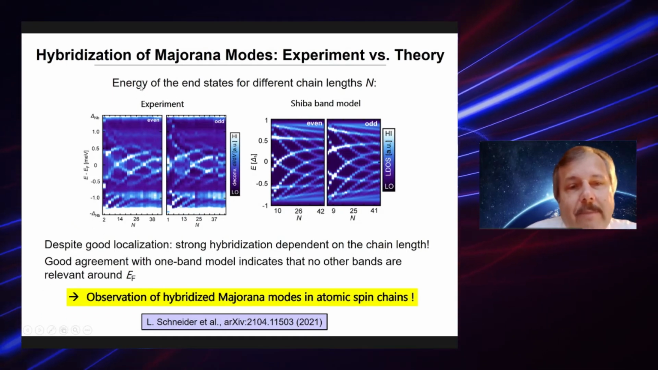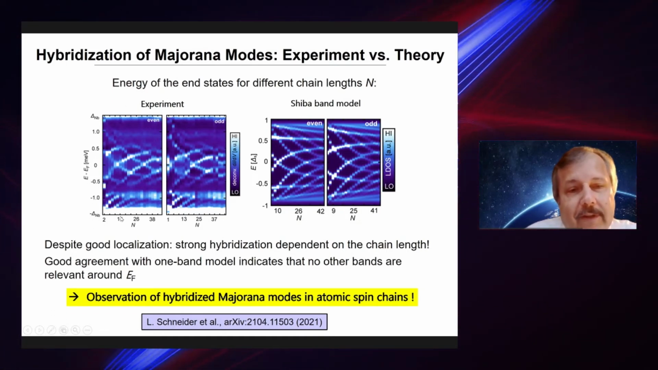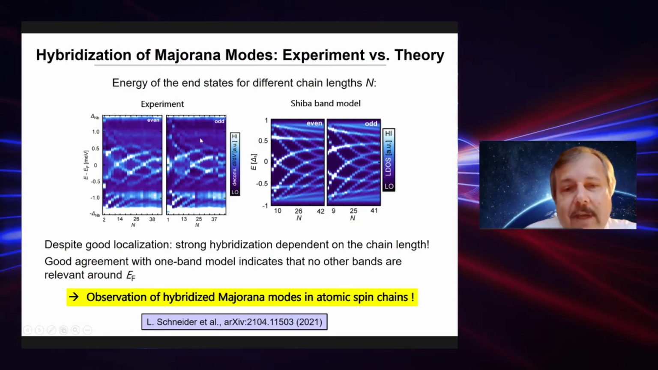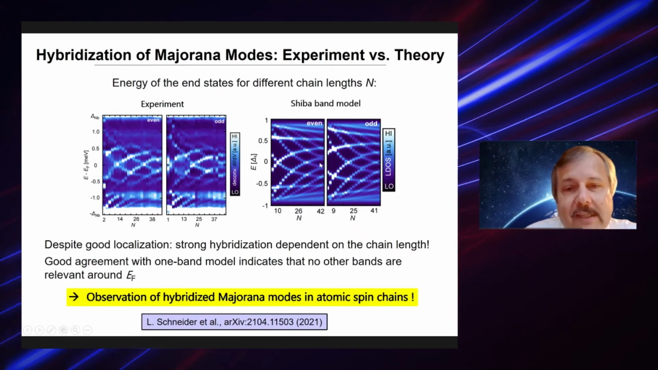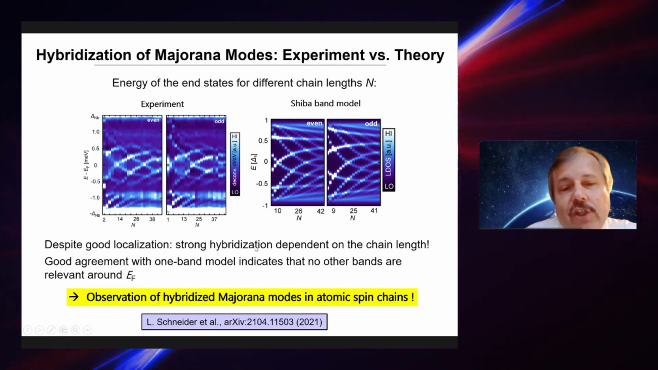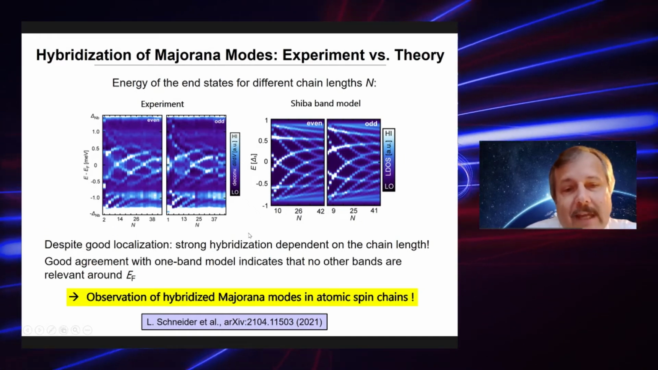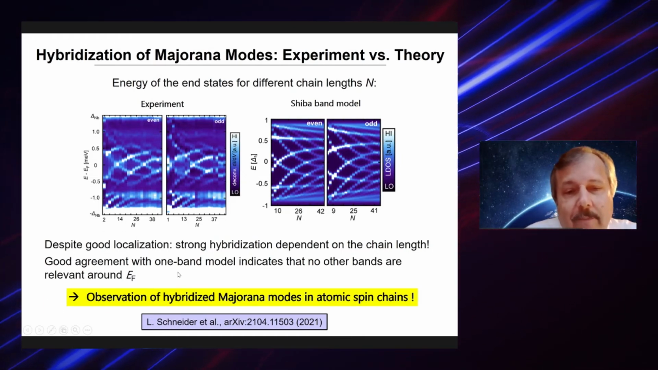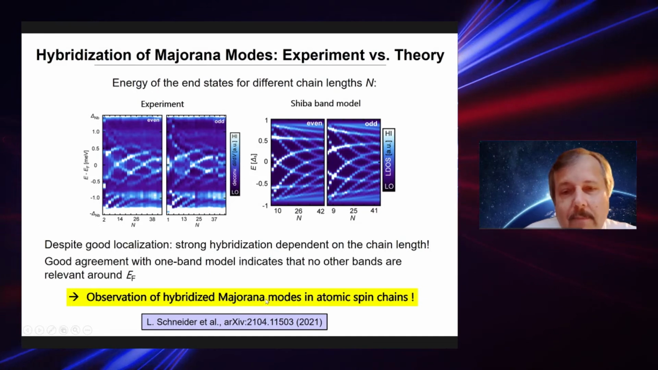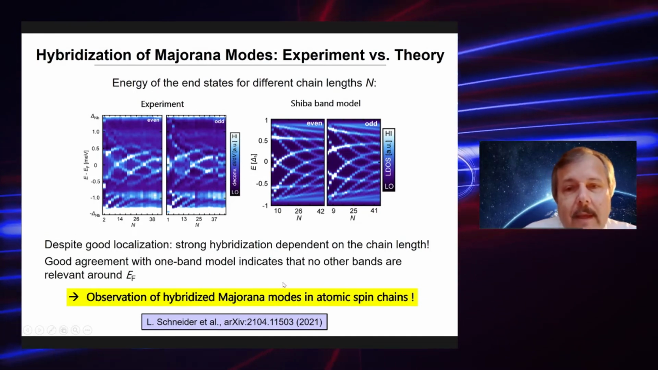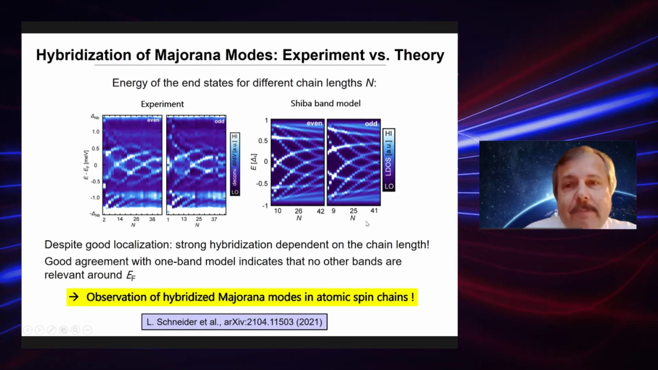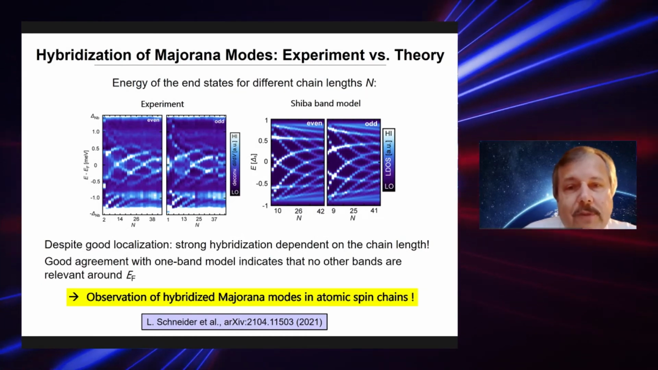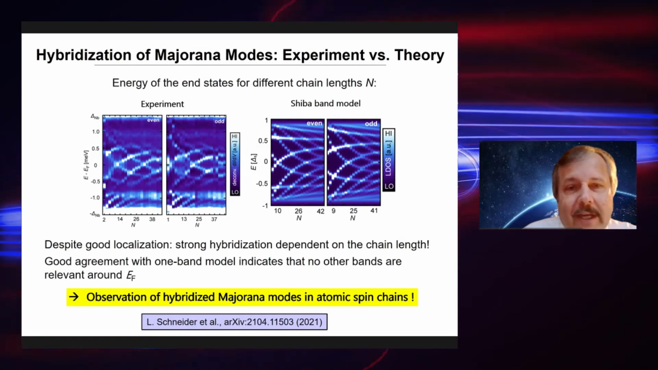You can understand this also by comparing the theory. Here there are diagrams of the energy of the states we observe for different chain lengths, for even and odd numbers of atoms. We can compare this with theoretical calculations, clearly showing that we are in a regime where strong hybridization is present despite the very good localization of the Majorana modes. So what we have observed here are hybridized Majorana modes in atomic spin chains. Actually, you have to get to chain lengths beyond 20 atoms, beyond 70 atoms in this case, to observe something similar as for the iron chains on uranium.